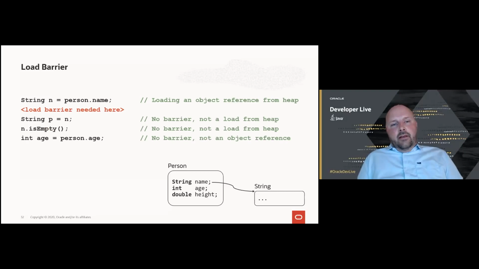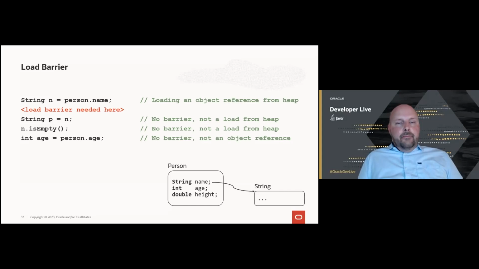Then we have a few more examples. We're assigning p = n, where we're assigning one local to another. We're not loading something from the heap, so no load barrier will be needed there. Next, we call the isEmpty method. Again, not loading something from the heap, so no barrier needed. And finally, in this example, we have age = person.age. That is actually loading something from the heap, the age field. But that's an int and not an object reference, so again, no load barrier will be needed.